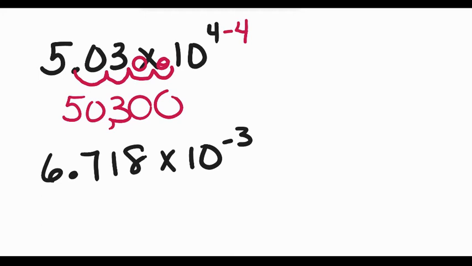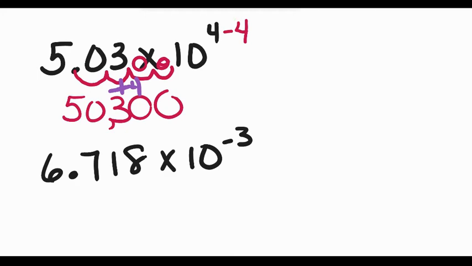Again, notice that I added 4 place values here and subtracted 4 here. The net effect is 0. Okay? Let's take a look at the next one.